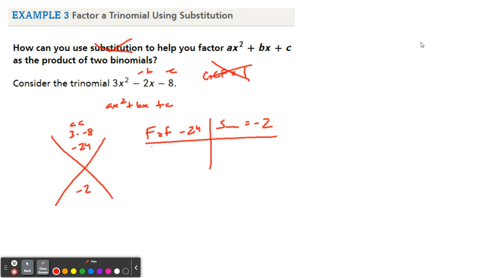Okay, so 1 and 24. Now, because this is a negative 24, we need 1 to be positive, 1 to be negative. Because it's a negative 2, we want the bigger one to be negative, so the 24 would have to be negative, the 1 positive. When you add positive 1 and negative 24, you get negative 23, and that is not negative 2. So now, if you can visualize the answer to this, just don't go through all these steps, right? Just find the answer. But again, this is for people who have issues with division and multiplication.